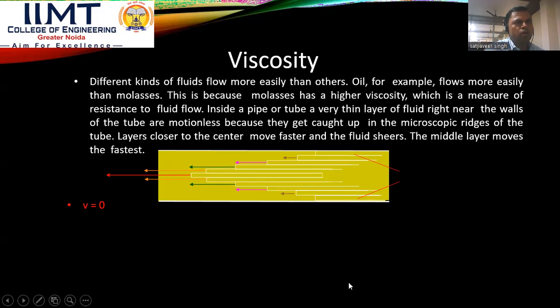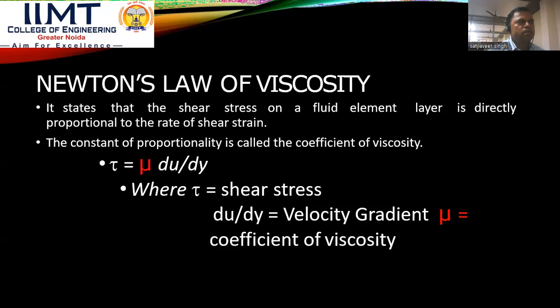Now we will understand how to calculate viscosity, which is given by Newton's law of viscosity. According to Newton, the scientist who derived the formula, the shear stress on a fluid element layer is directly proportional to the rate of shear strain. The constant of proportionality is called the coefficient of viscosity.